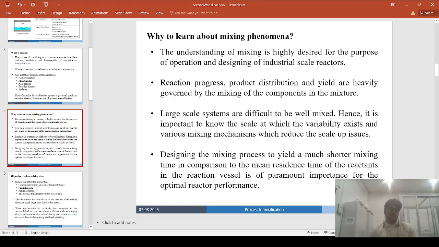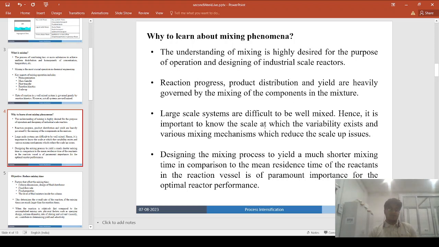Hence it is important to know the scale at which the variability will exist and the various mixing mechanisms that can reduce the scale up issues. Because large systems are very difficult to keep well mixed simultaneously when scaled up, you need to know at what scale the inconsistency or variability exists, what the size of that variability is, so that you can perform the mixing accurately to reduce the scale up issues.